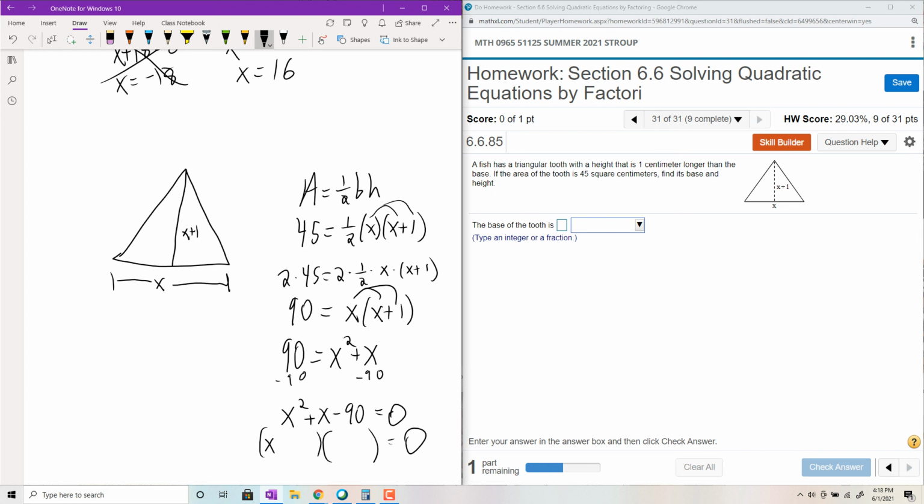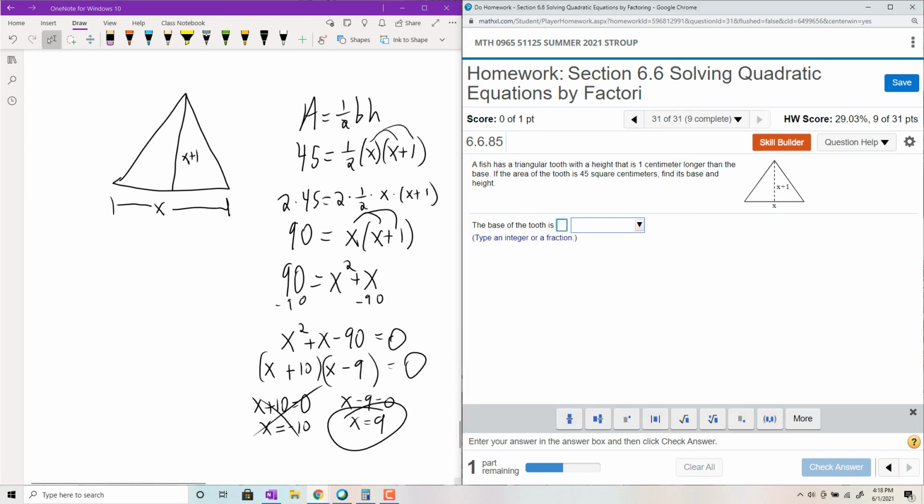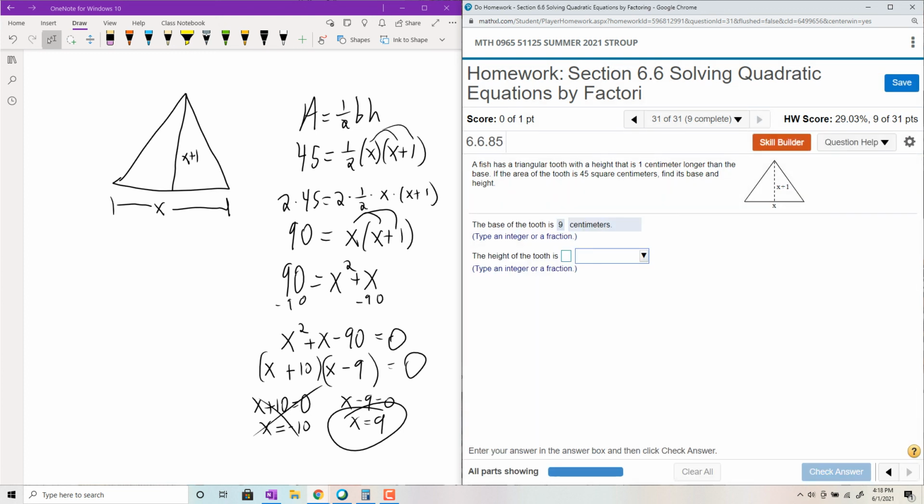9 and 10. Bigger number is 10. Okay. And then we'll throw out the negative answer. So we can't use that one. Okay, so apparently the base is 9 centimeters. And the height is 10 centimeters. Okay, so that should do it.